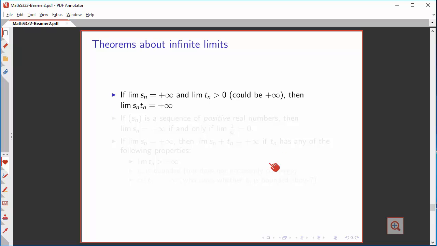Here are some of the theorems we're going to be proving. If you have a sequence that diverges to plus infinity, and you have a second sequence t with a positive limit, then the product of the two sequences also diverges to plus infinity. Notice the restriction that t sub n has to have a limit that's greater than 0. If the limit is 0, the limit of the product could end up being finite. If you have a sequence of positive real numbers, then it diverges to plus infinity if and only if the limit of the sequence of reciprocals is 0.